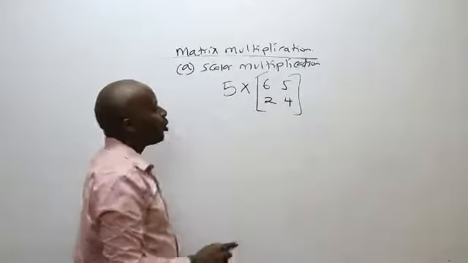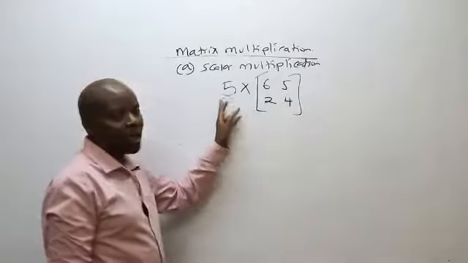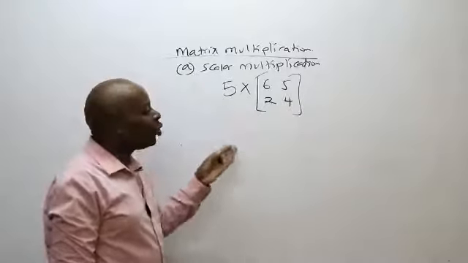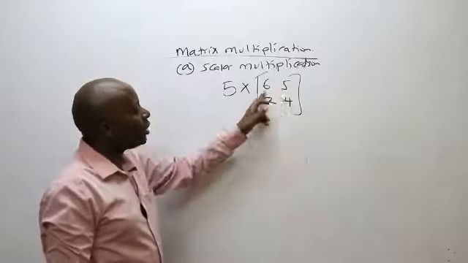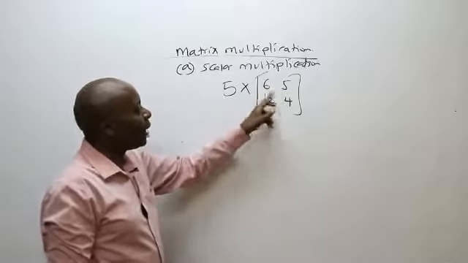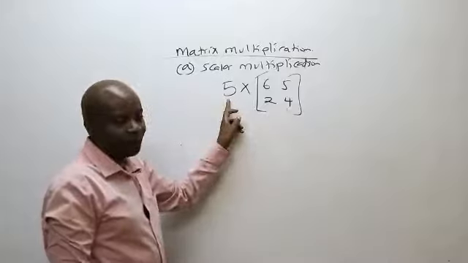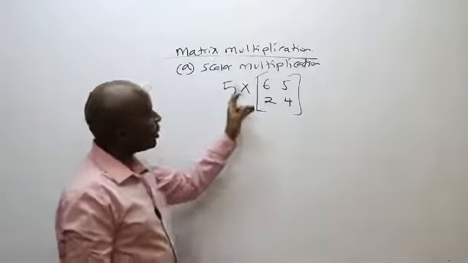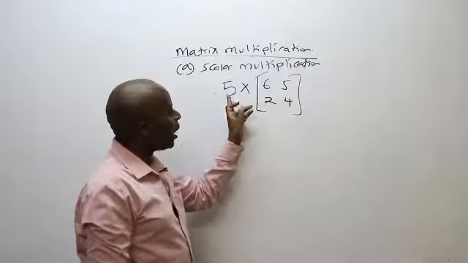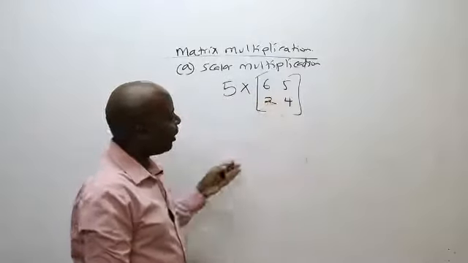If someone tells you to take this matrix here and multiply it with a 5, what are you going to get, ladies and gentlemen, at the end of the day? Each of the numbers that we have here has to be multiplied with a scalar. So you simply distribute the scalar inside here.